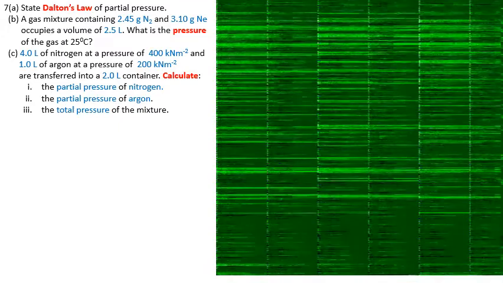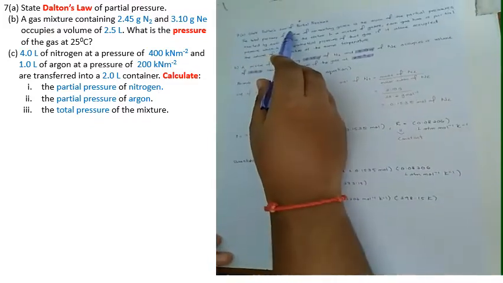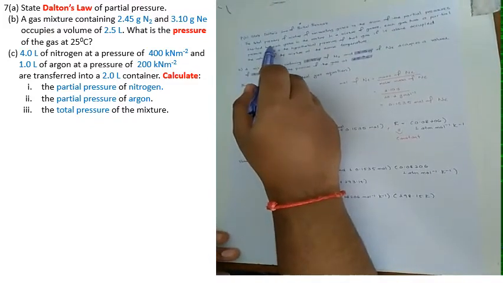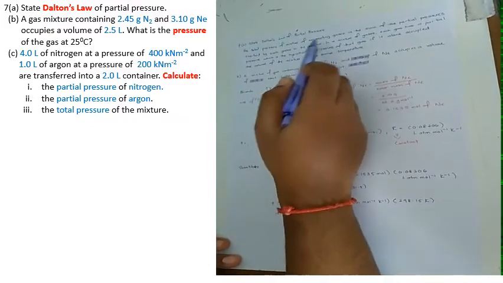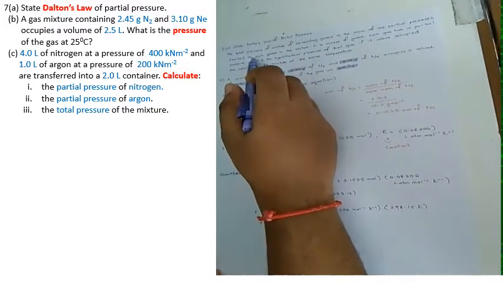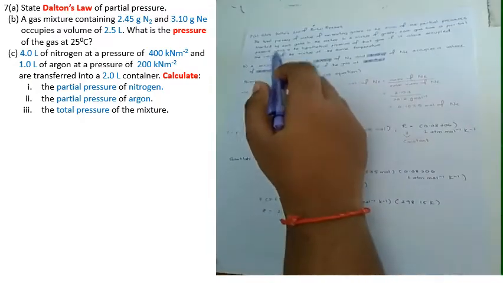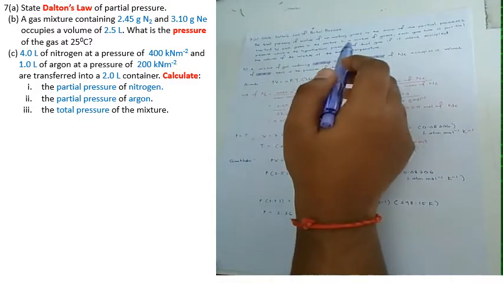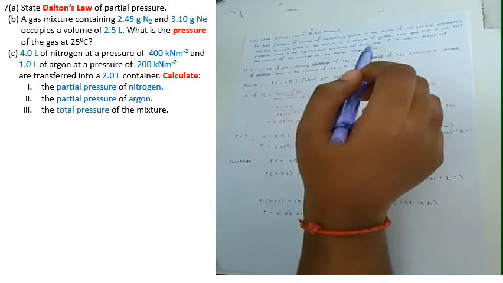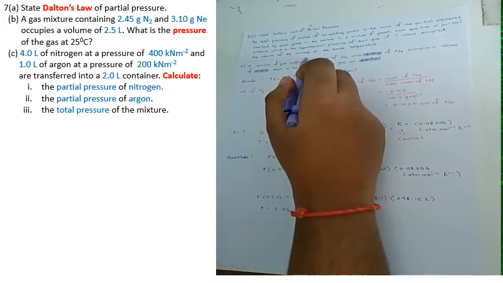Hello everyone, today I would like to explain about tutorial question 7a. State Dalton's law of partial pressure. The total pressure of a mixture of non-reacting gases is the sum of the partial pressures exerted by each gas in the mixture. In a mixture of gases, each gas has a partial pressure, which is the hypothetical pressure of that gas if it alone occupied the volume of the mixture at the same temperature.